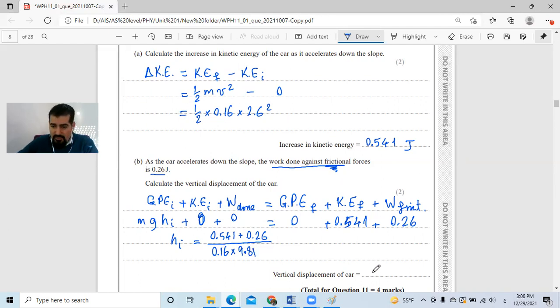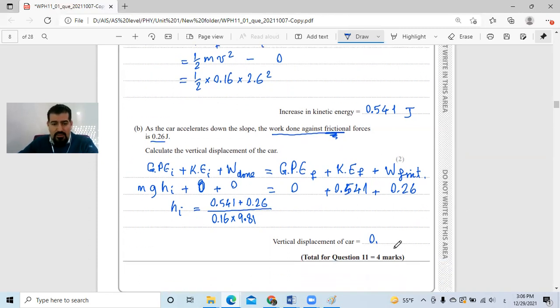Can you please give me your answer by using a calculator to 2 or 3 significant figures? And the answer will be 19.11 meters. Are you sure? I'm sorry. Okay, so the answer is 0.51 meters.